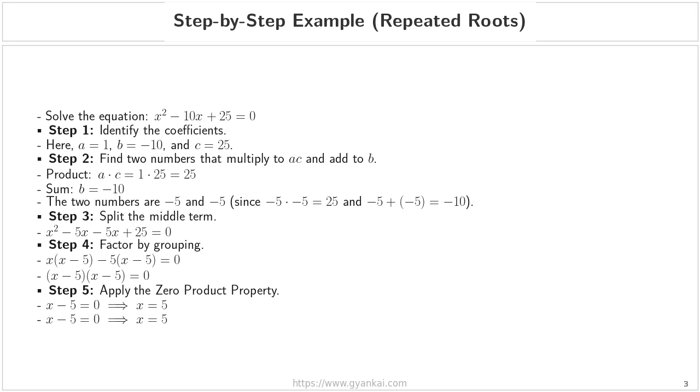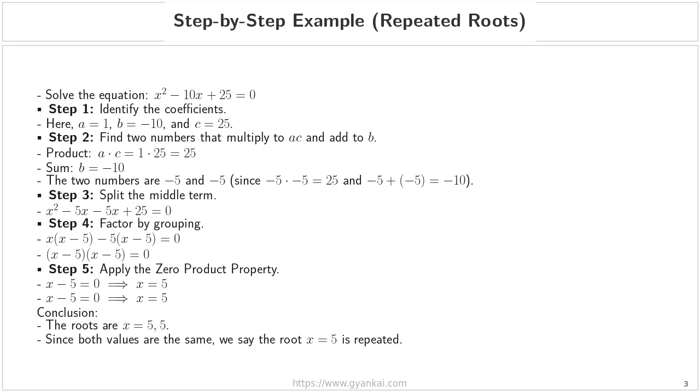We do the exact same thing for the second factor, x minus 5, which again gives us x equals 5. To conclude this calculation, we see that our roots are x equals 5 and x equals 5. Because both values are identical, we officially say that the root, x equals 5, is a repeated root.